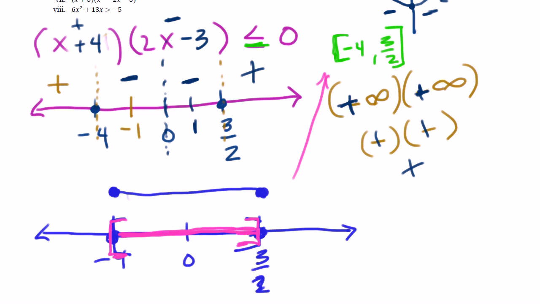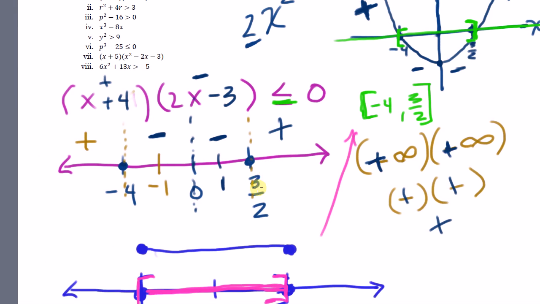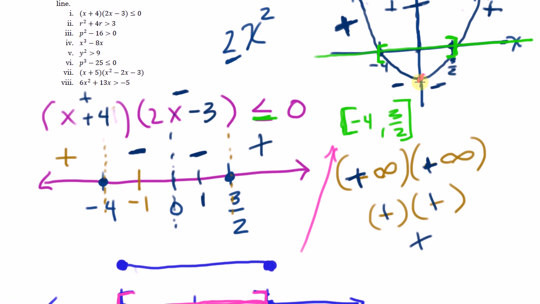Alright, so here we go. I'm going to do another one here. Oh, and one other thing. We could have looked at this too, just to see where it hit. We could set this to 0. So when x is 0, which is right here, we got 4 times, this goes to 0, so -3. So this value here is -12.